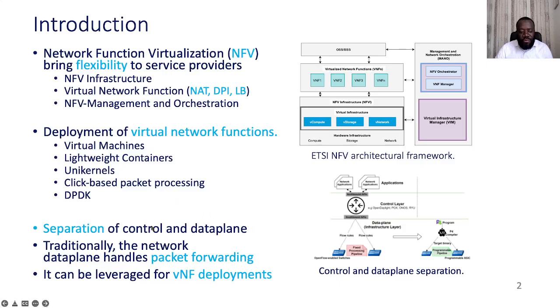The separation of the control plane and data plane brought by SDN gives another option in terms of implementing virtual network functions. So virtual network functions could be deployed using the data plane of switches. We could use an SDN-aware data plane, or we could use the idea of network programmability, where we have the programmable data plane as an option of deploying virtual network functions.